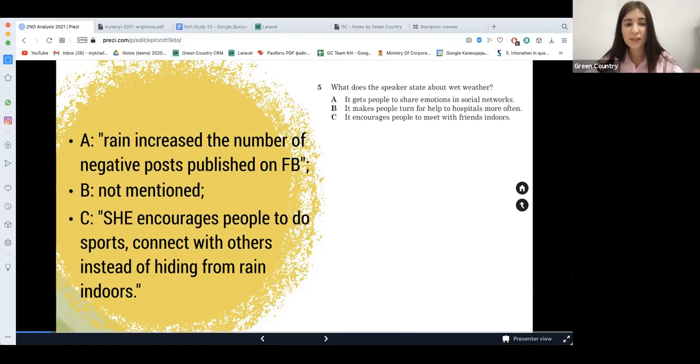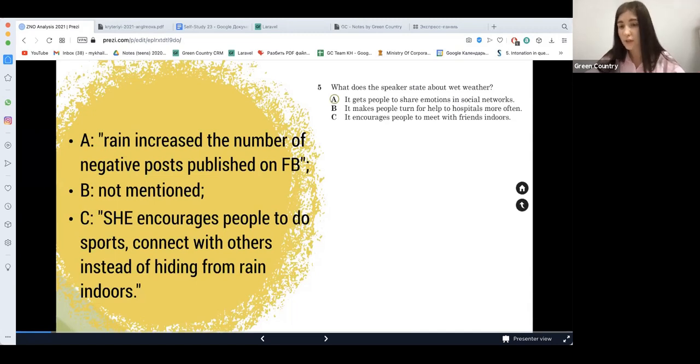So we have the word indoors that is the same as in option C, but the meaning of the phrase and the meaning of the option are completely different. So the correct option here is A. We have social network, Facebook, negative posts, it's a kind of shared emotion. They post negative pictures or negative thoughts on Facebook, which means they share their emotions on social networks. So the correct option is A.